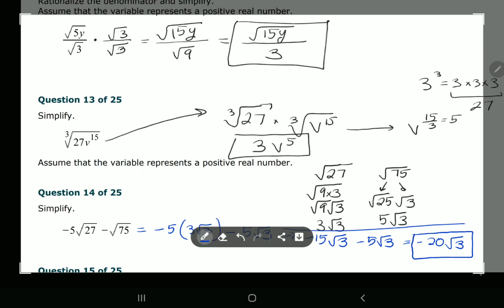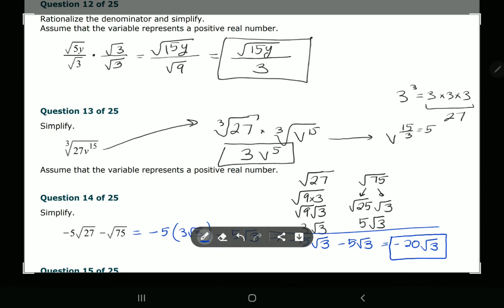So these are the answers to questions 12, 13, and 14.